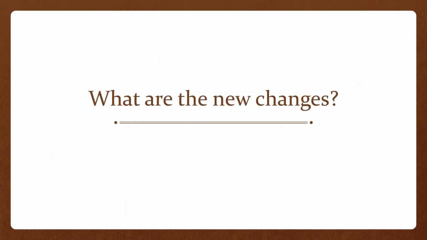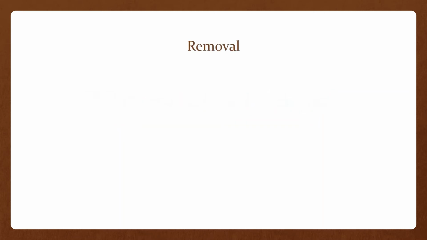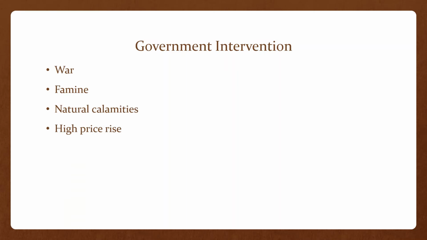So what are the new changes? The government has removed certain commodities such as cereals, pulses, potato, onion, and oils as essential commodities. So the government can regulate their supply and price only in the cases of war, famine, natural calamities, or high price rise.